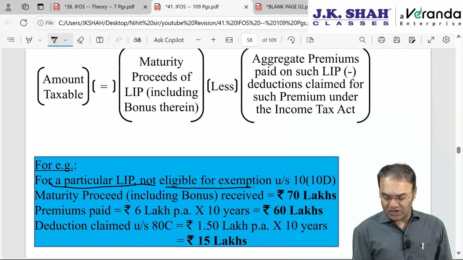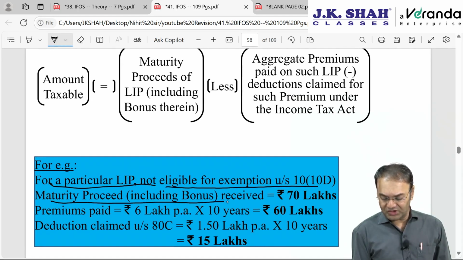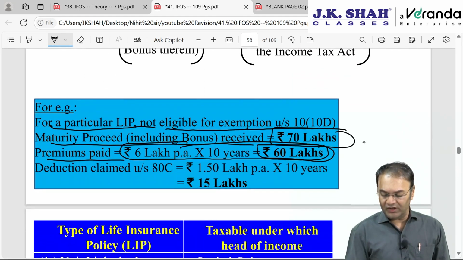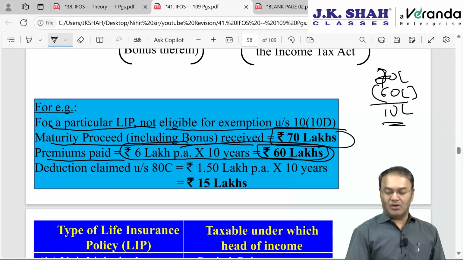Particular LIP not eligible for exemption, maturity proceeds is 70 lakh. This is what is received. Premiums paid are 6 lakhs per annum for 10 years, so 60 lakhs is the premium paid. So logically you would feel 70 minus 60, 10 lakhs is received over and above what you had invested. So 10 lakhs should be taxable.